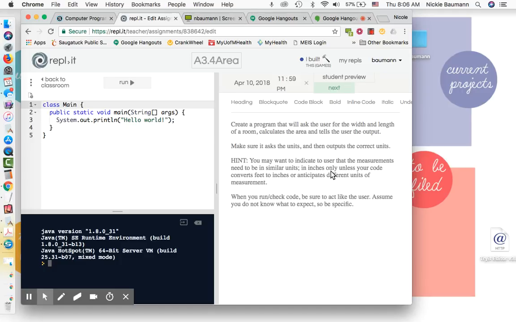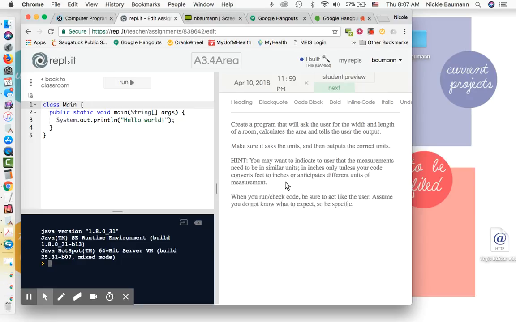In inches, you can code, if you just ask for inches, it could just be a whole number. But if you ask for feet, you should anticipate that there could be some decimal points. I mean, clearly not every room is a whole number, right? If I measured our classroom, it might not be an exact 20 by 10 foot room. So you've got to anticipate that there could be some decimal points.